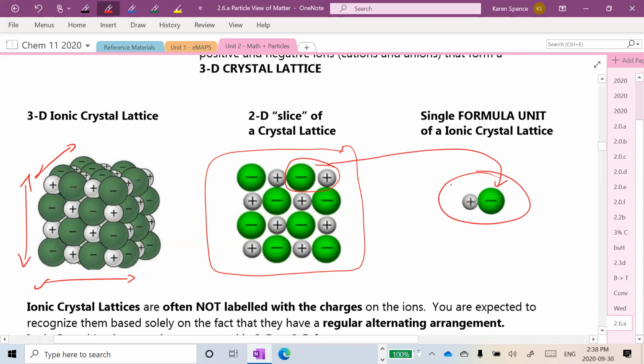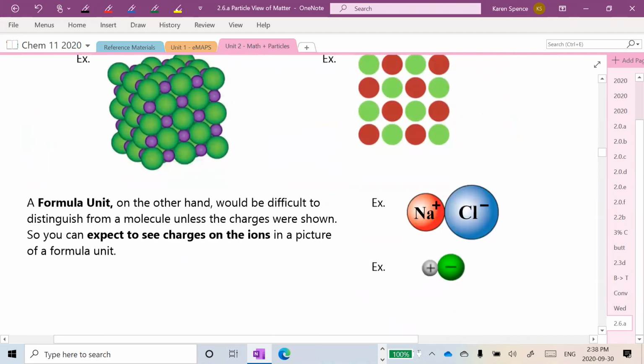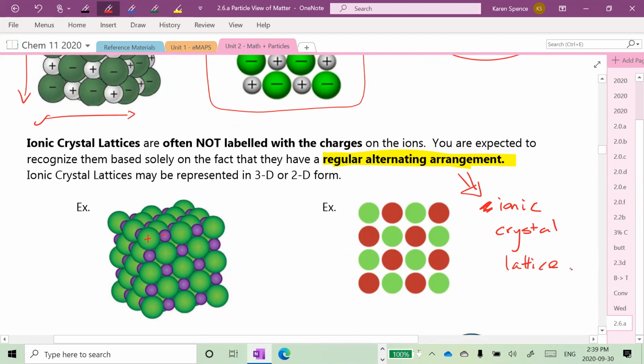So look at this. If you take a single one of those, that is called a formula unit. Okay? And I think at this point, oh, look, we're at the questions. So the only thing you need to know is sometimes we don't show you the positive and negative charges. Sometimes we'll just show them alternating. If you see that alternating arrangement, you know that you have an ionic crystal lattice.